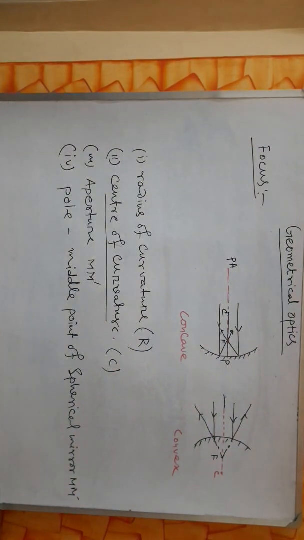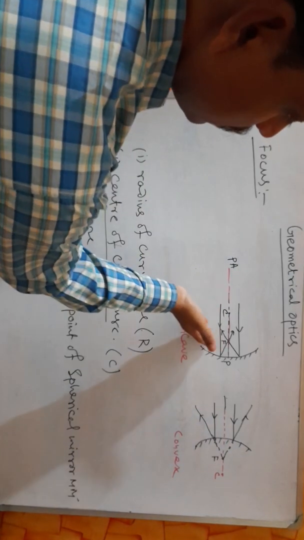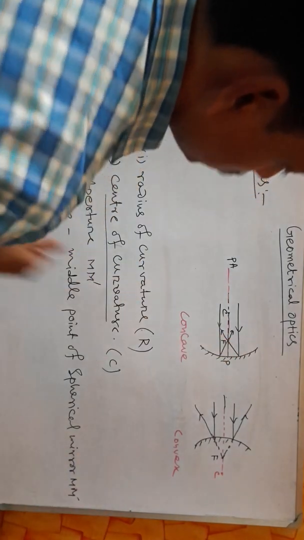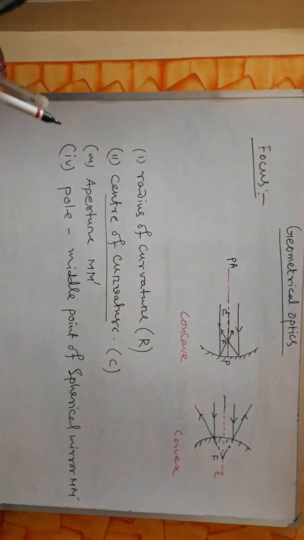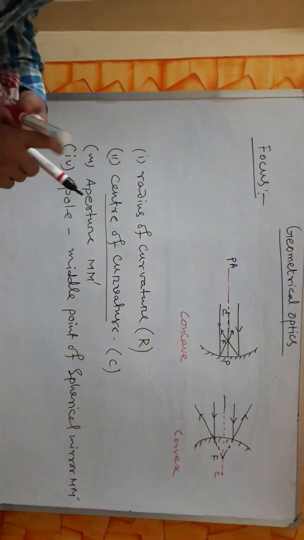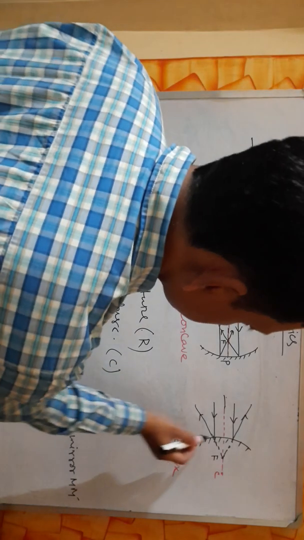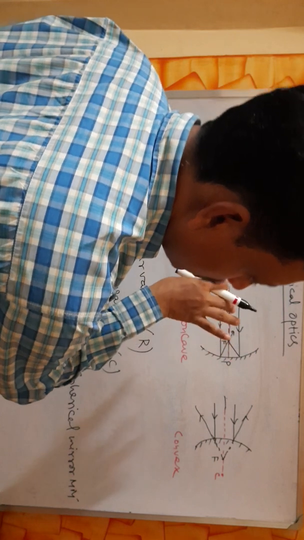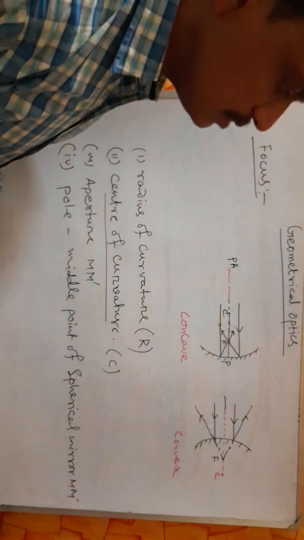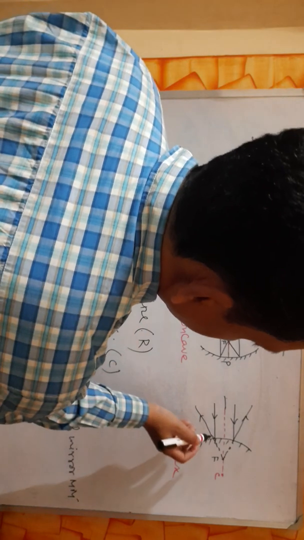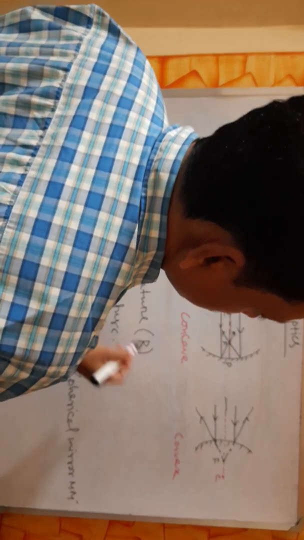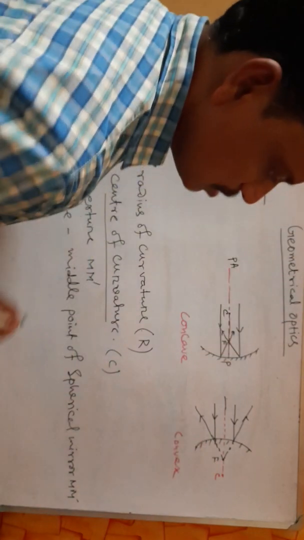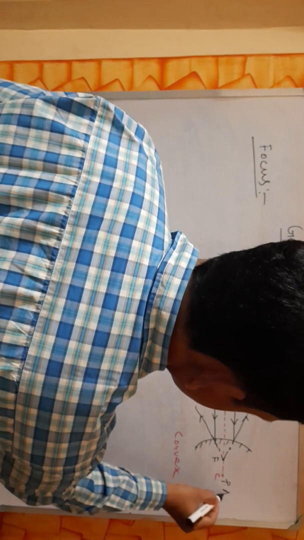So the focus in the concave mirror: the parallel ray, the reflected ray intersects the principal axis. But in the convex mirror, the parallel ray comes parallel to the principal axis and is reflected to diverge. The line joining meets at the principal axis at the point called the focus.